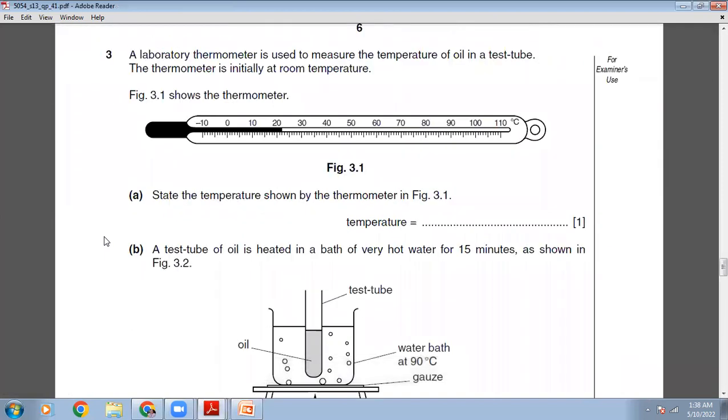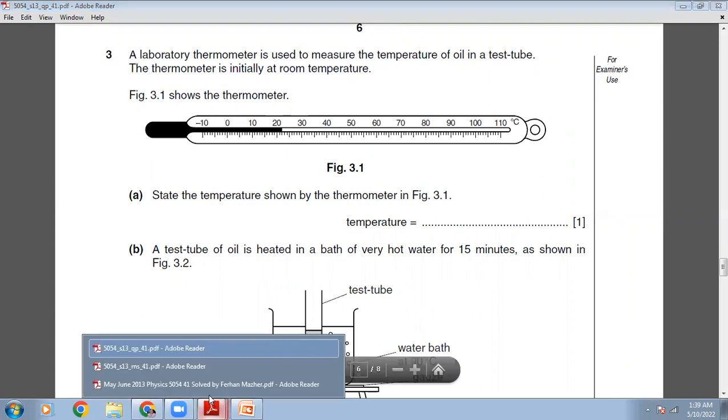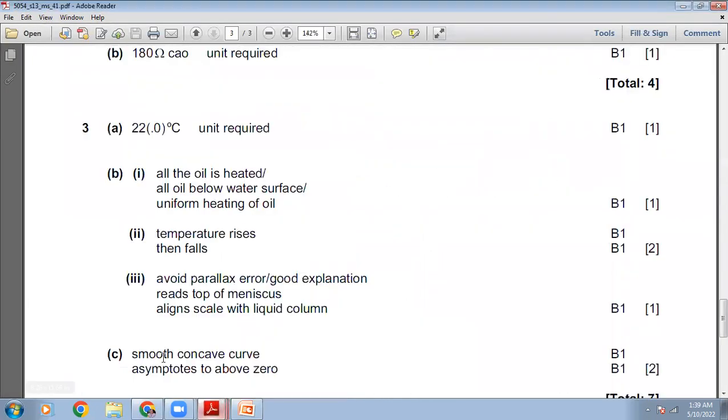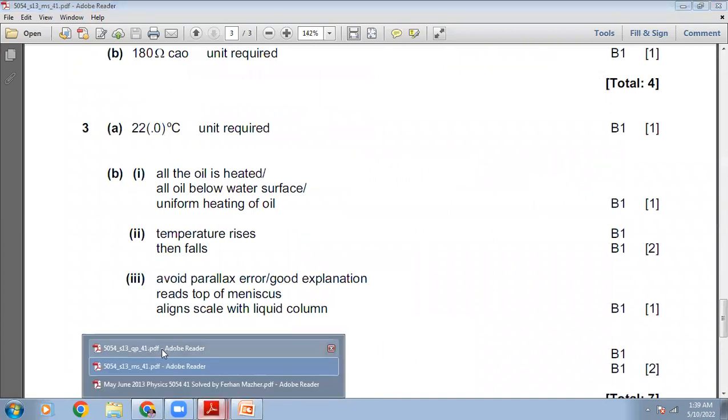It says, a laboratory thermometer is used to measure the temperature of oil in a test tube. The thermometer is initially at room temperature. Figure 3.1 shows the thermometer. State the temperature shown by the thermometer in figure 3.1. The reading is 22. Okay, so our answer is right. 22 is the right answer.